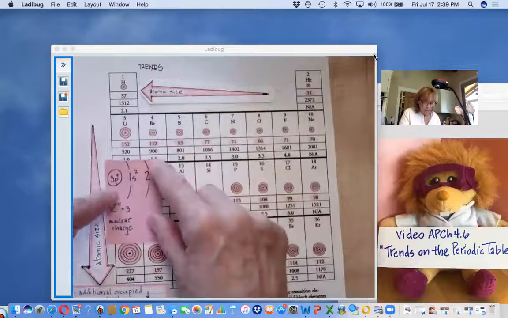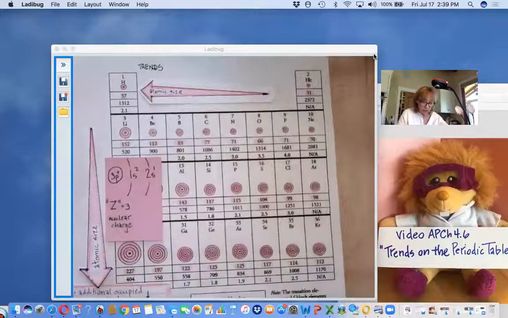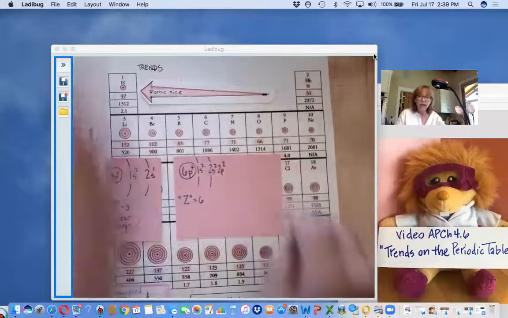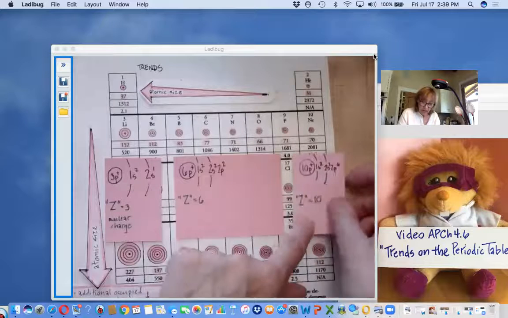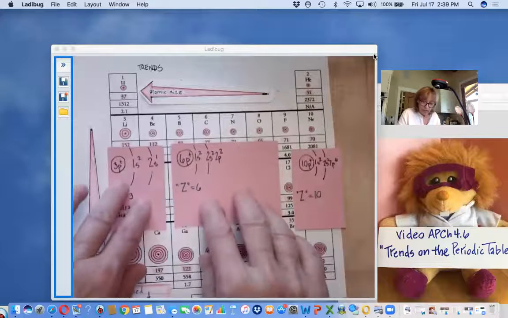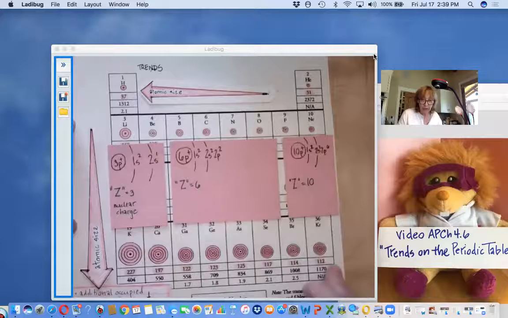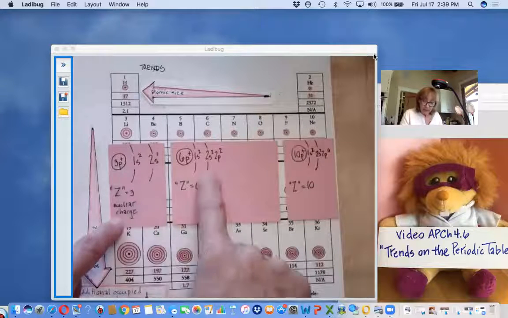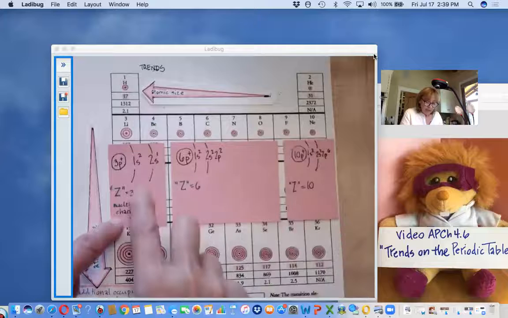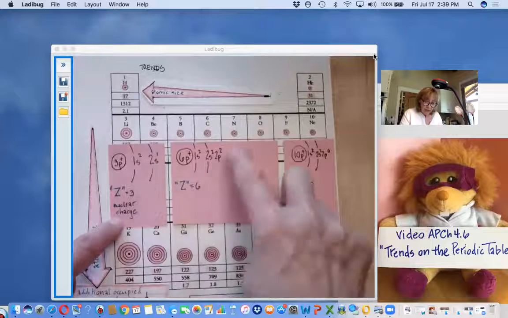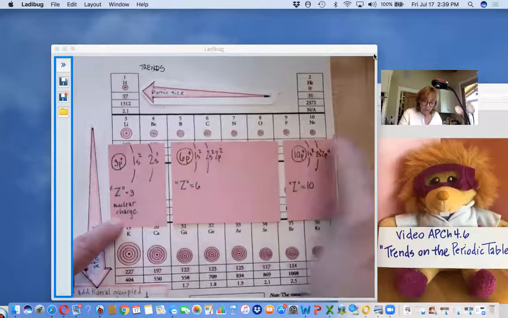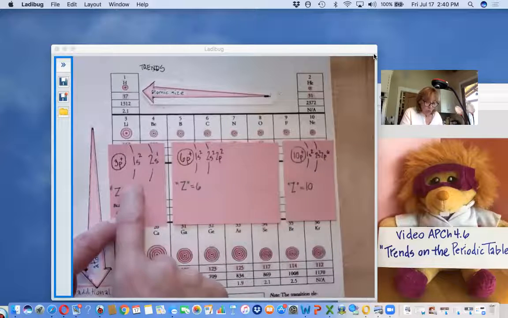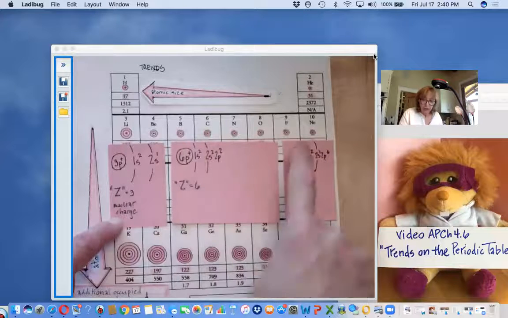Here's lithium. Here is carbon. And here is neon. So I've picked 3 examples from this period. Notice that in every example, it's the second energy level that is being added to. And every one of these has one inner energy level.